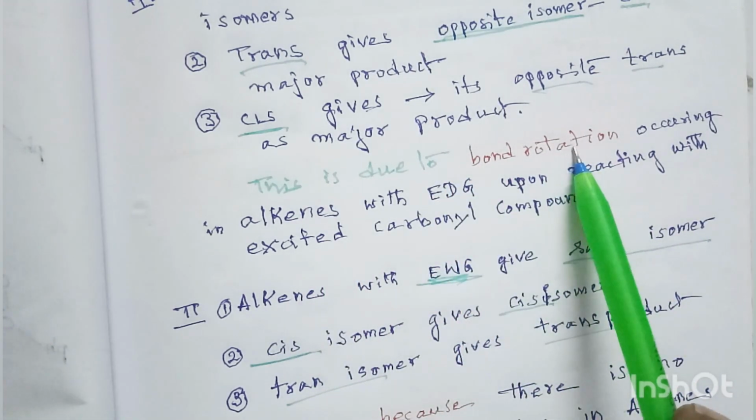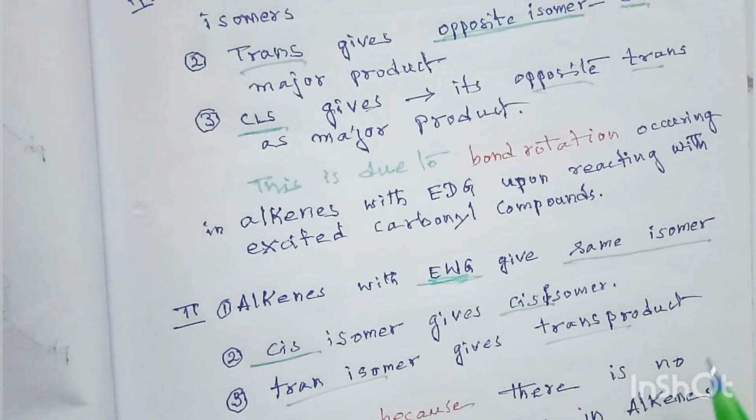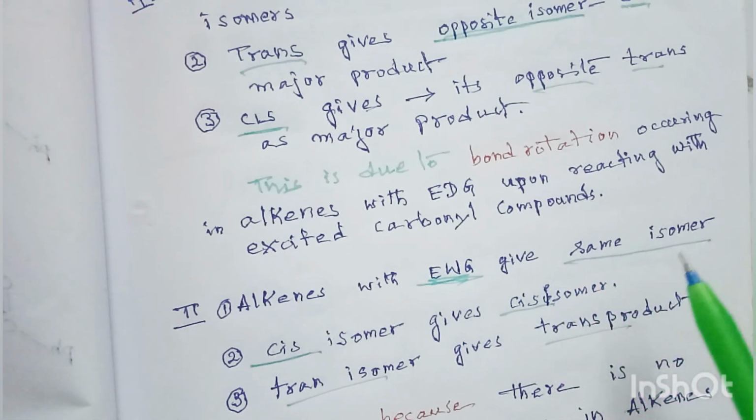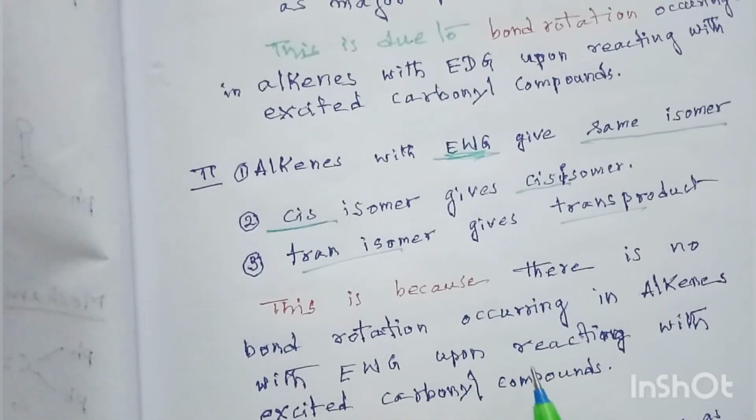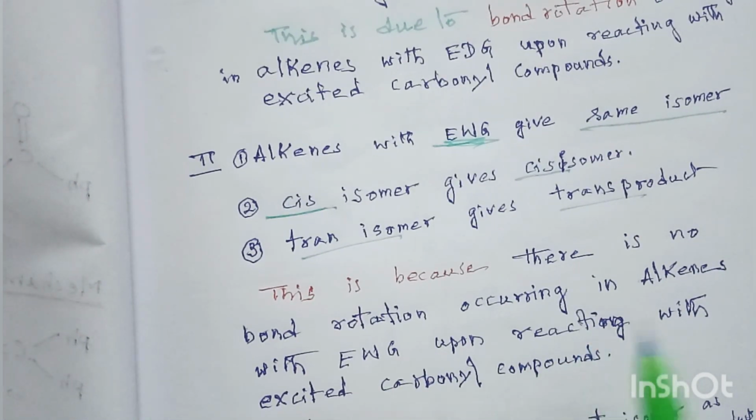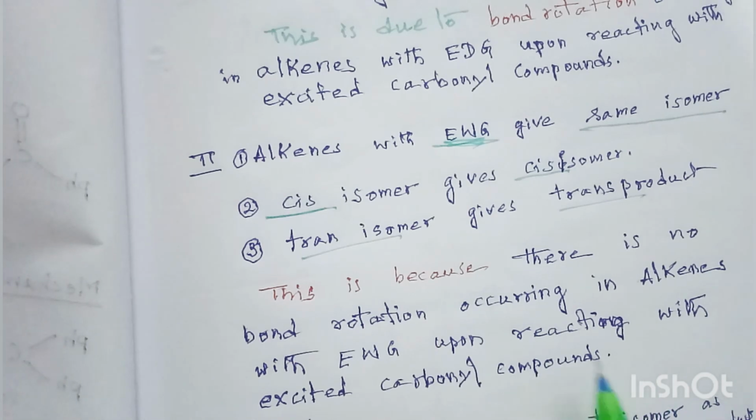This bond rotation occurs faster than spin inversion, as a result of which the bond rotation product, that is the trans product or the cis product, will be the major product. Whereas spin inversion occurs slowly. So the opposite isomer will be the minor product.